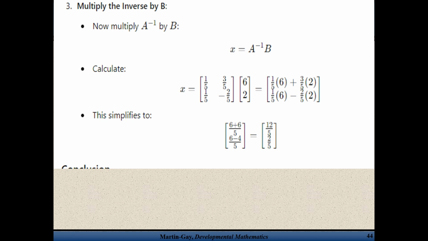Multiply the inverse by B. So remember, you're going to do row by column. And when you multiply, this is the answer you get. You're supposed to end up with 12 over 5 and 2 over 5.